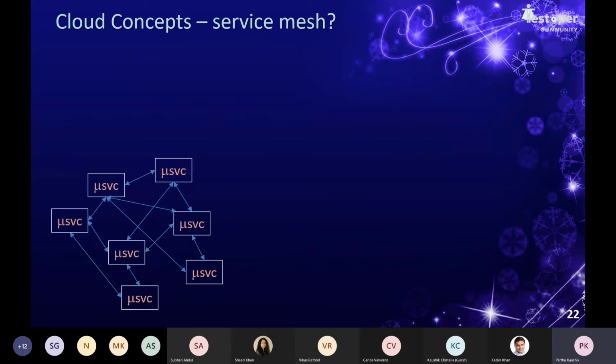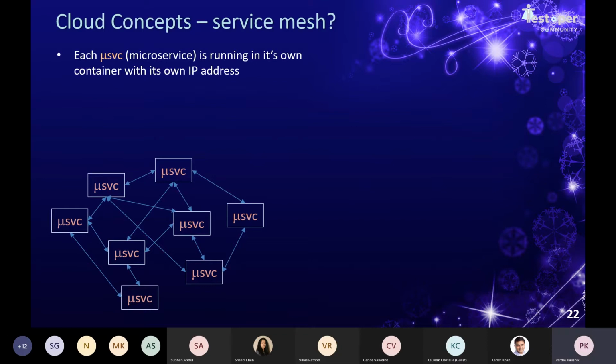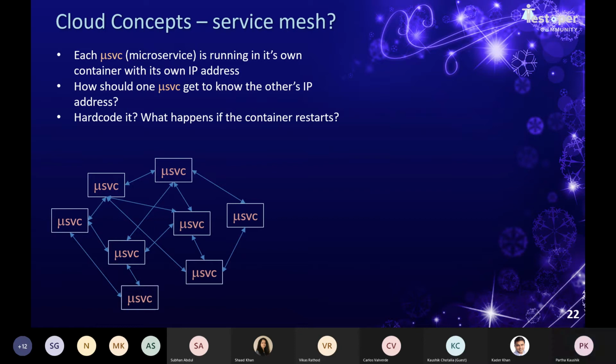Each microservice is running in its own container. It has its own IP address. We briefly discussed this last week when Shravan asked a question about how they communicate. How does one microservice know where to find the other microservice? That's the question. Hard code the IP address? That's not a solution, because when the microservice restarts, it will get a new IP address.